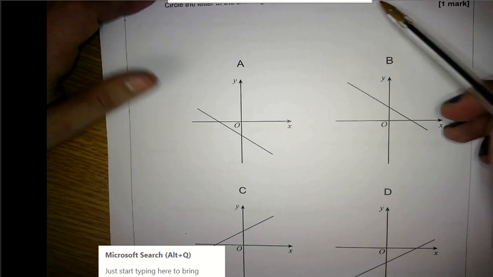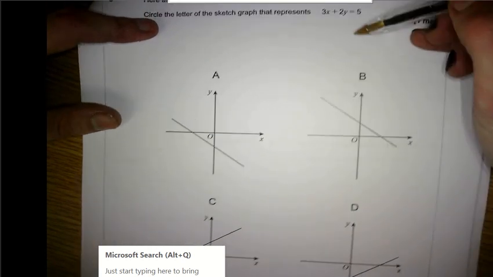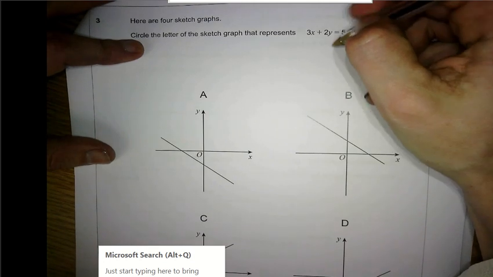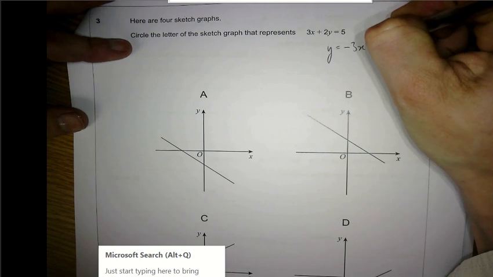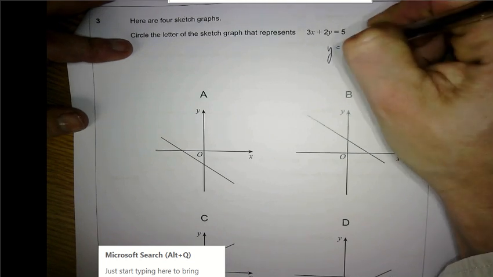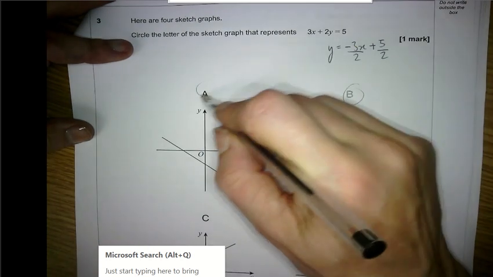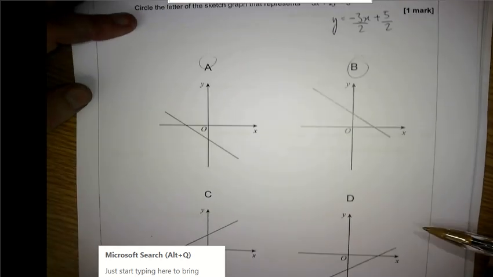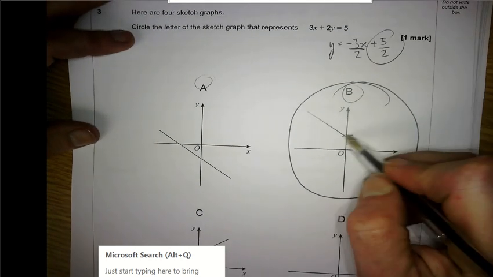Question 3. Here are 4 graphs. Circle the letter of the graph that represents 3x plus 2y equals 5. I could rearrange to make y the subject, so I'd get y equals -3x plus 5, and then divide by 2. So it's got a negative gradient, so it's going to be B or A. They are the only ones with negative gradients, and a positive y-intercept, so it is B with the positive y-intercept.